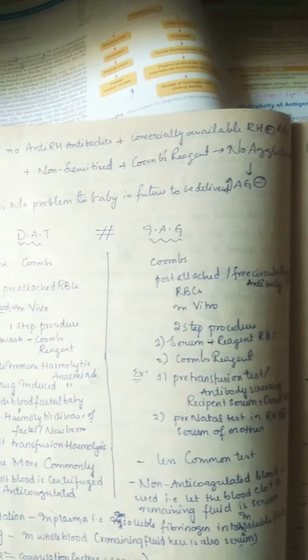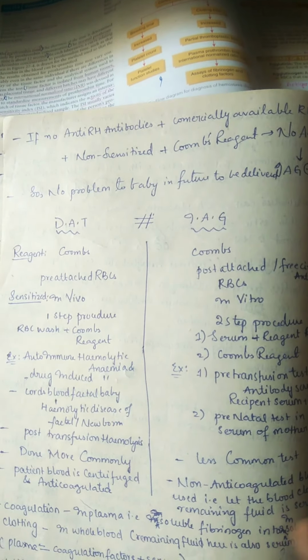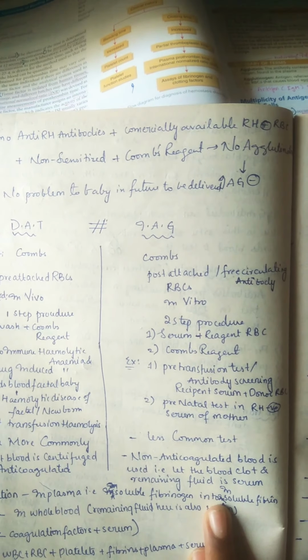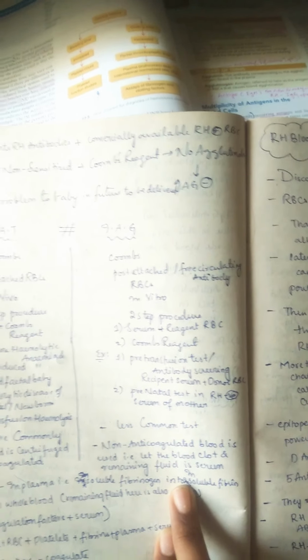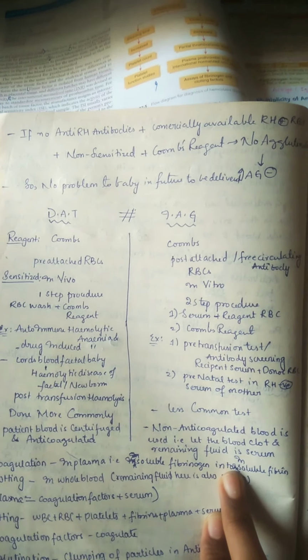If there are no anti-Rh antibodies with the commercially available Rh positive RBC, so the cells are non-sensitized, plus Coombs reagent, then there is no agglutination. So we will say here the IAG is negative. So there is no problem to the baby, the fetus to be delivered.